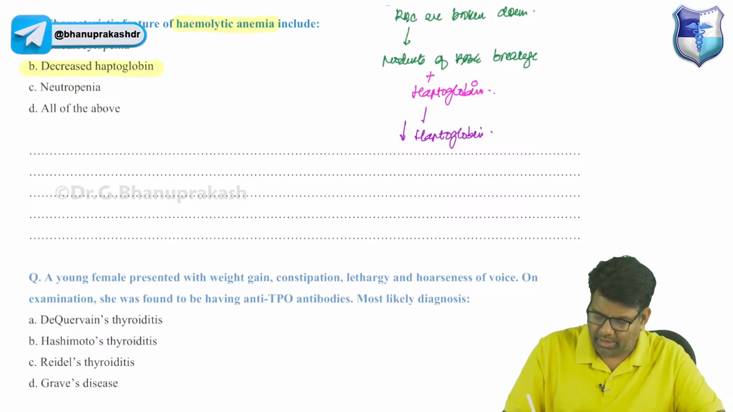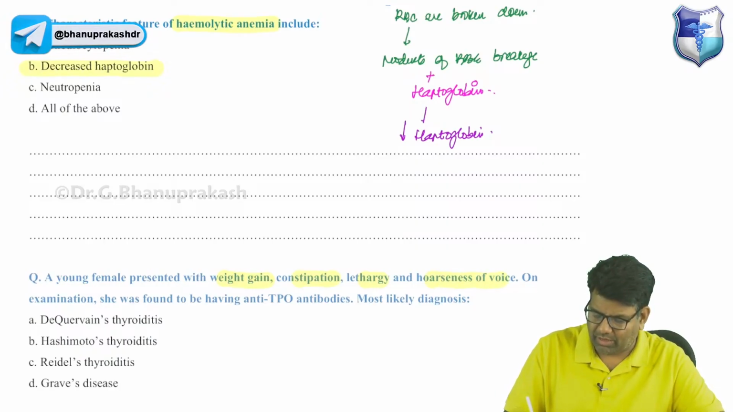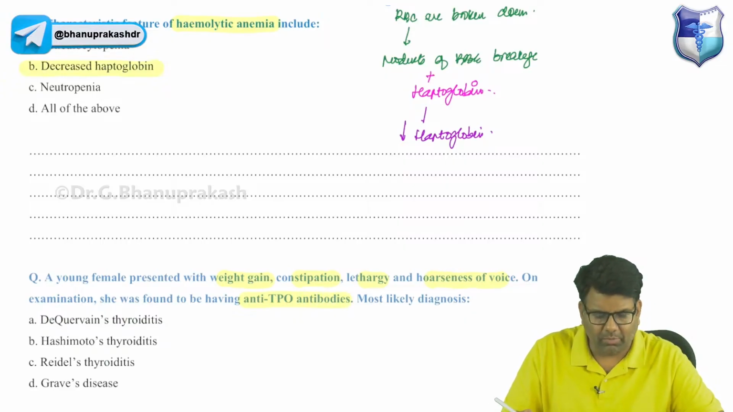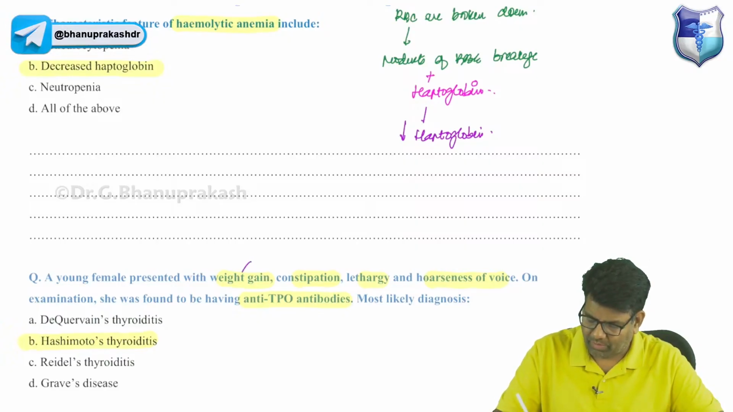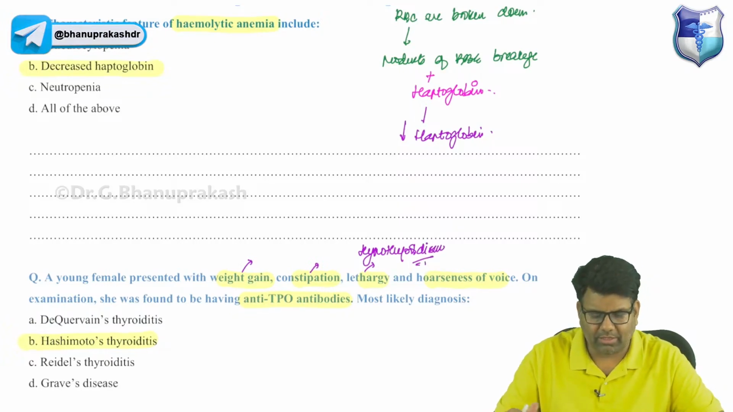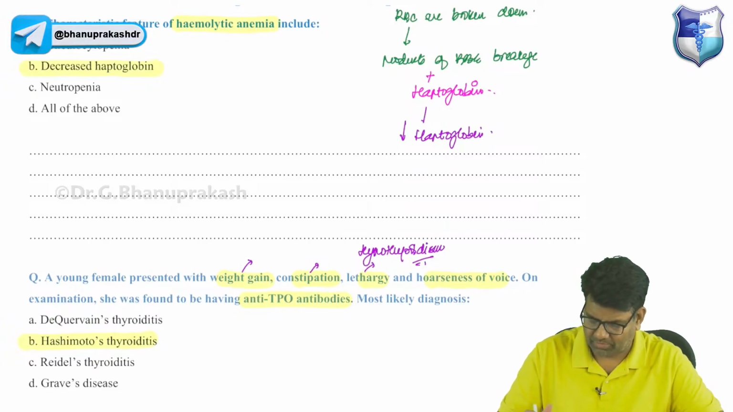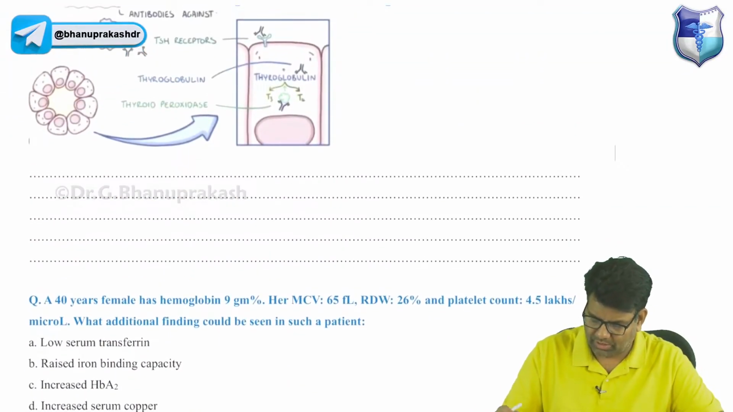Next question. Lady with weight gain, constipation, lethargy, and hoarseness of voice, and she is having anti-thyroid peroxidase antibodies. What will be your diagnosis? Yes, Raghu, you're absolutely right. This is Hashimoto's thyroiditis. Now, the classical presentation, if you see here, weight gain, constipation, lethargy, this is hypothyroidism. So, Hashimoto's thyroiditis classically presents as hypothyroidism. Yes, Prithvi. Going to the next question.